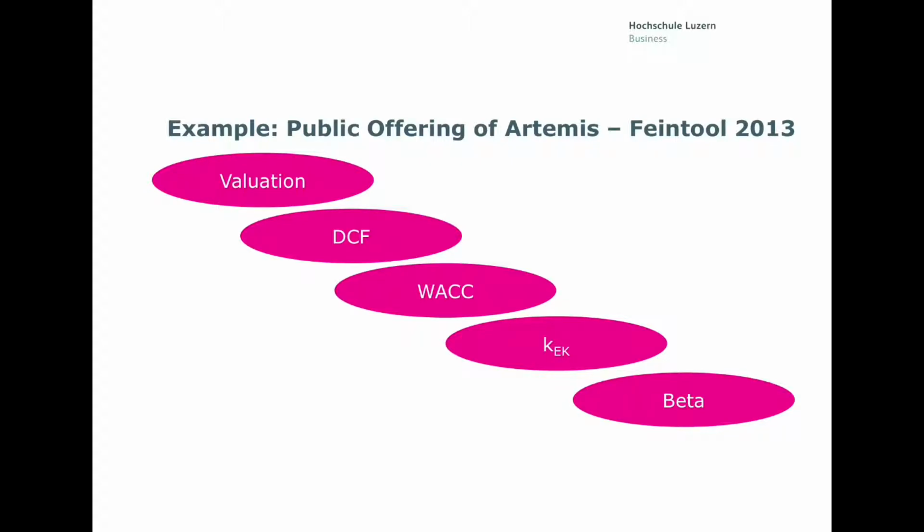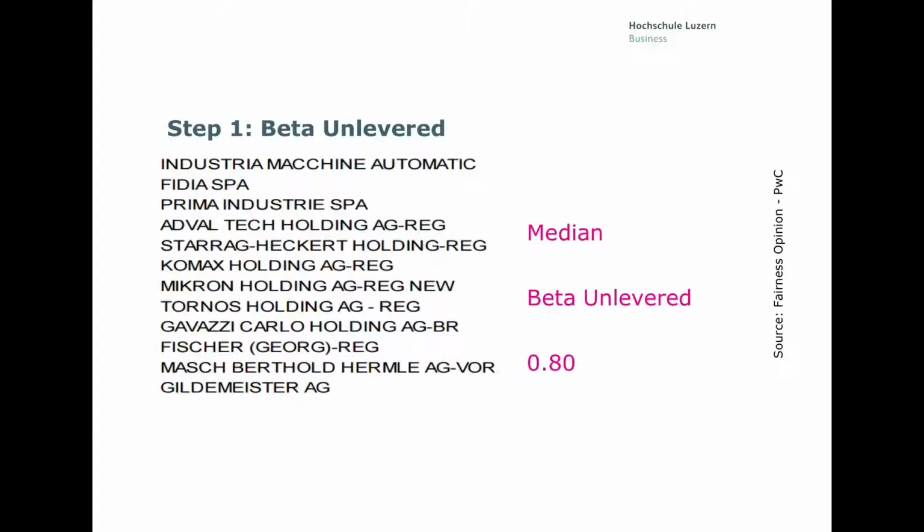So far, we discussed how to compute the cost of equity from a theoretical vantage point by introducing the capital asset pricing model. Next, we studied a practical example of the public offering of Artemis to buy FineTool in 2013. The entire evaluation process is illustrated in the following graph, where our first task is to compute beta in order to determine the cost of equity. As mentioned before, the first step is to compute the unlevered beta based on a peer group of 12 similar companies. The median value of this peer group is 0.8.